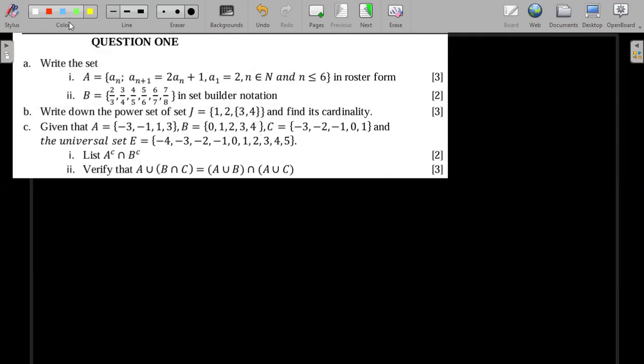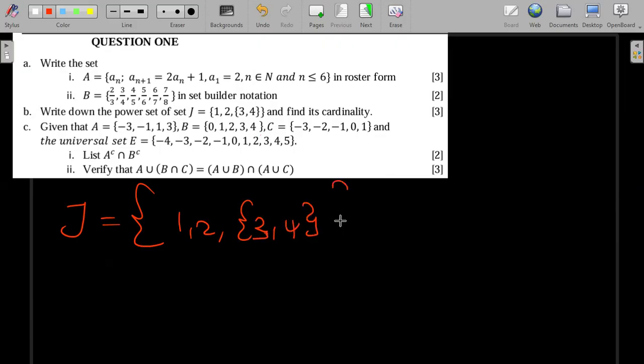Okay, what about question B? Question B, they're saying write down the power set of set J. So set J has been given like this. Okay, this is my set J. And then they're asking me to write the power set. So what is the power set? Okay, so the power set is a set that contains all the subsets of a given set.